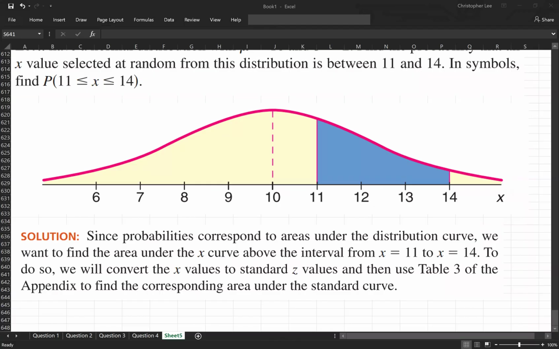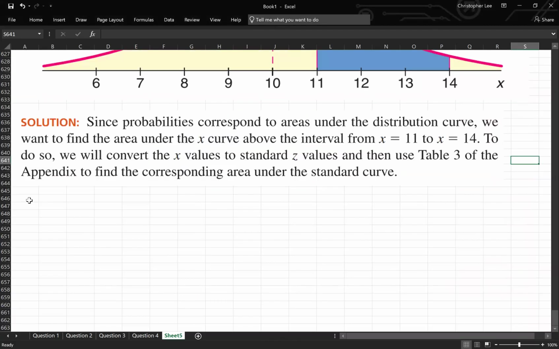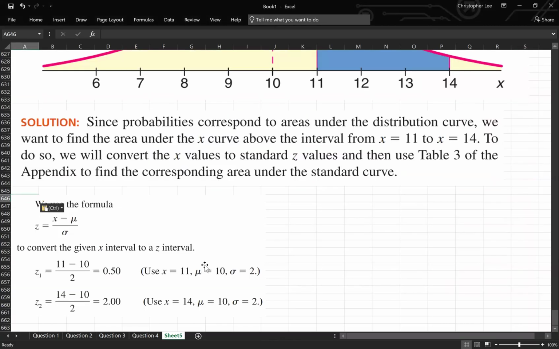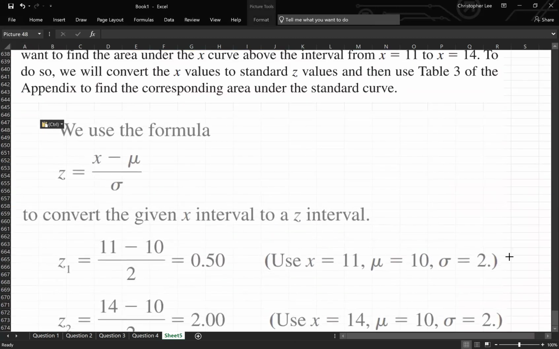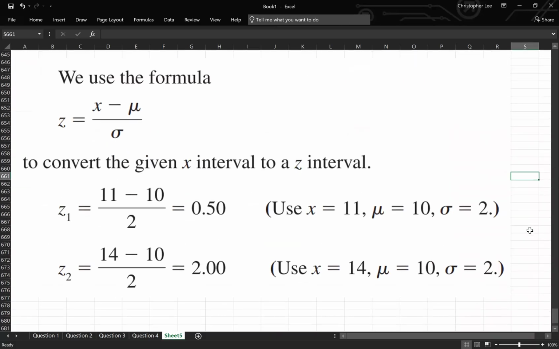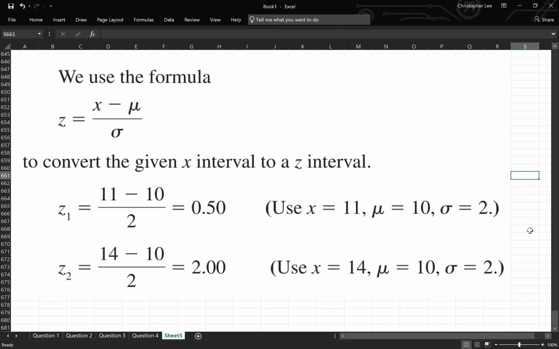So we're going to start with our formula, and then we're just going to plug it in. Keep it simple, nothing complicated here. Our formula is z equals x minus mu over sigma. To convert the given x values to z values, we have z1 equals 11 minus 10, which is our mean, divided by 2. We get 0.5. And then for z2, we have our x as 14. Our mean is 10, and our standard deviation is 2. Plug it in the formula, and we get 2.0.